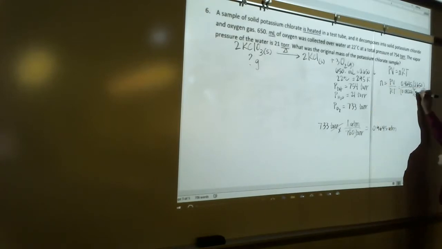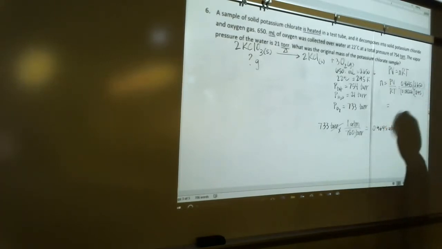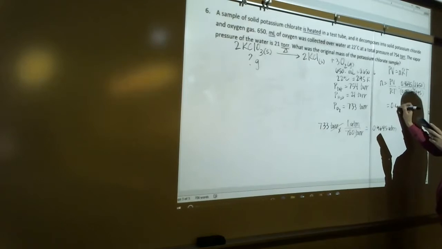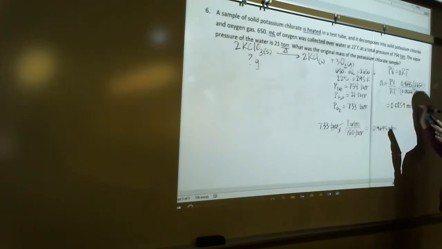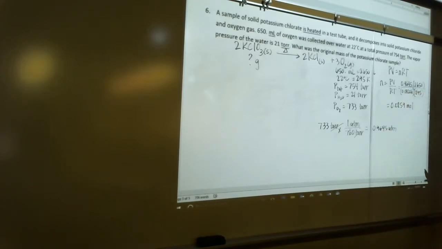I'm leaving my units off here because I'm lazy and I'm running out of space. My temperature is 295. So 0.9645 times 0.65 divided by 0.08206 times 295. I got 0.0259 moles. It's 2589775. Is that what you got?